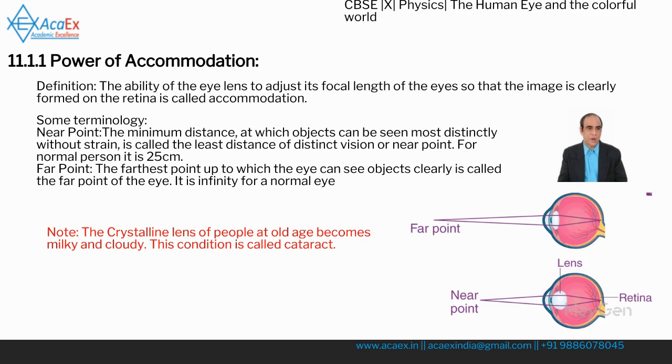The power of accommodation refers to the eye lens's ability to adjust its focal length, ensuring clear images on the retina. The near point is the closest distance for clear vision, typically 25 centimeters for a normal eye. The far point is infinity. Cataracts occur when the crystalline lens becomes cloudy, affecting vision, especially in older individuals.